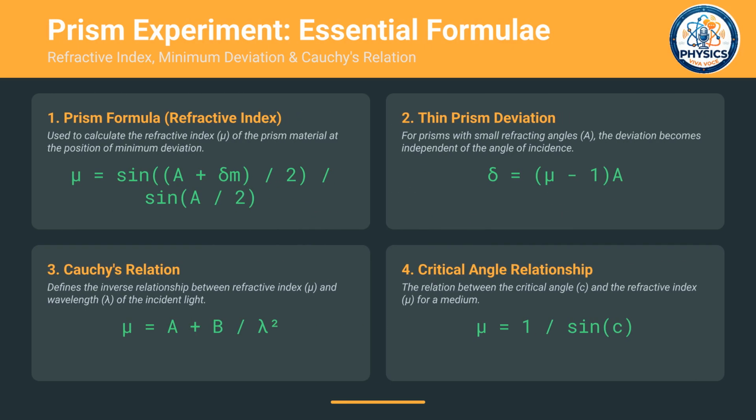Here are the essential formulae: the prism formula for refractive index, the thin prism deviation formula, Cauchy's relation showing the inverse relationship with wavelength, and the critical angle relationship, mu equals 1 over sine of C.